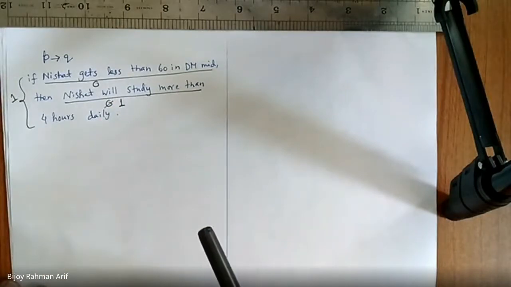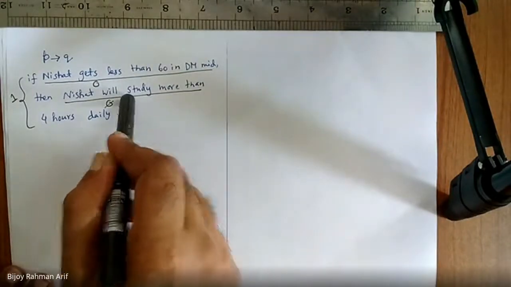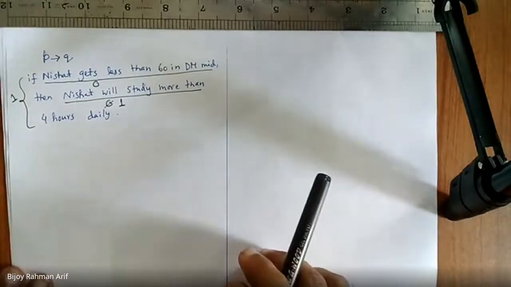All right, guys, did you get the point? Clear, sir. Yes, because she did not break the resolution. Her resolution is only breaking if she gets less than 60 and she did not study. Then only the resolution will be breaking.